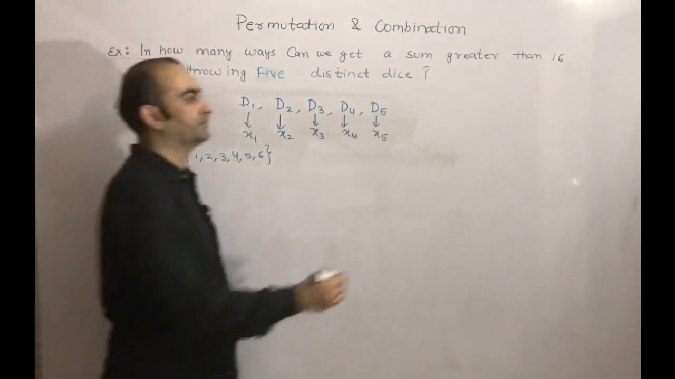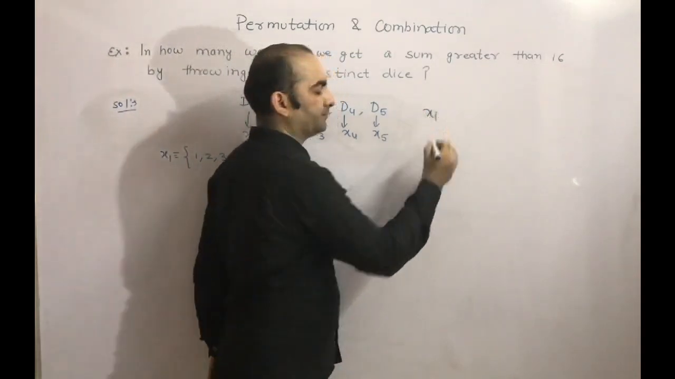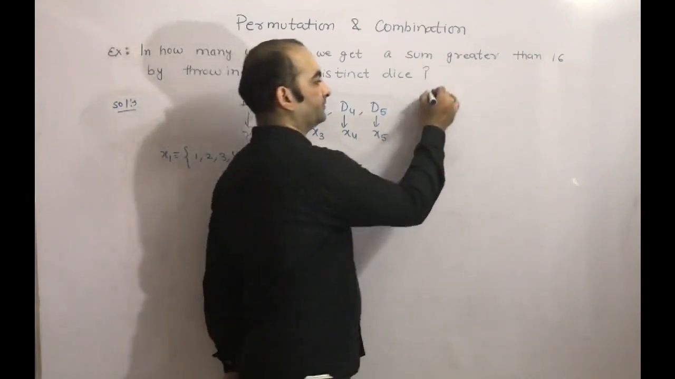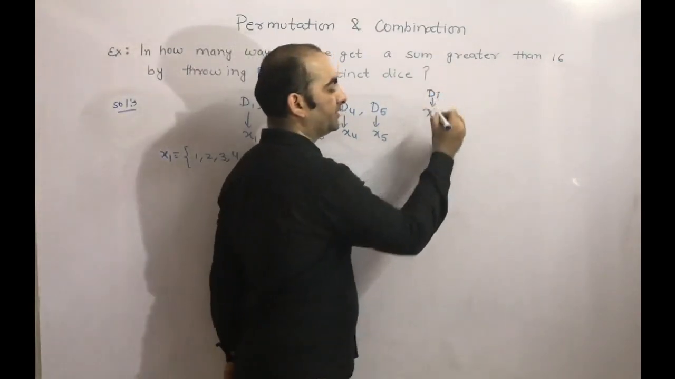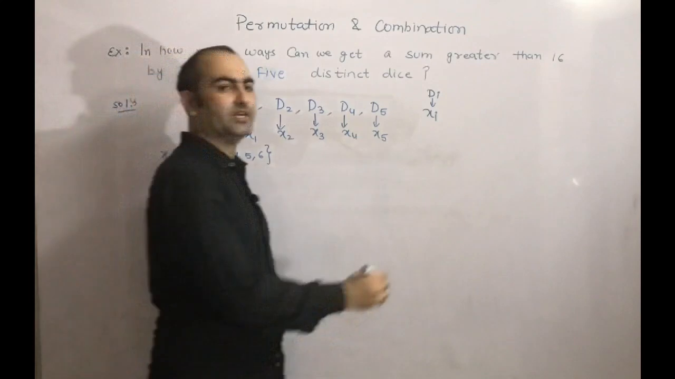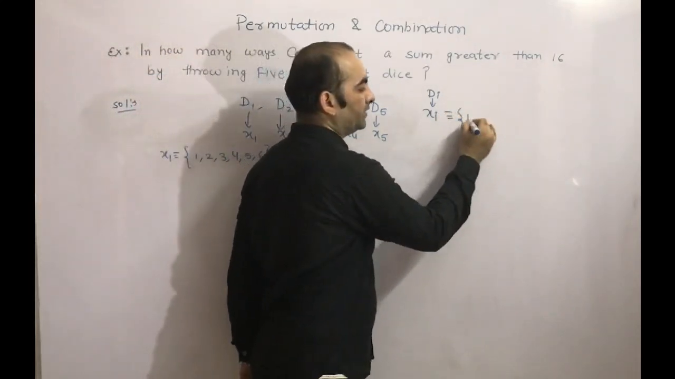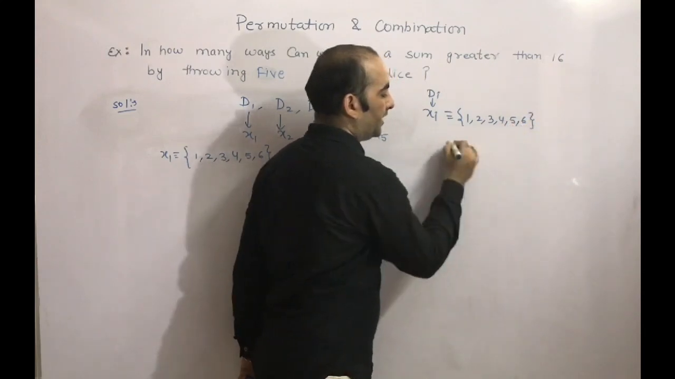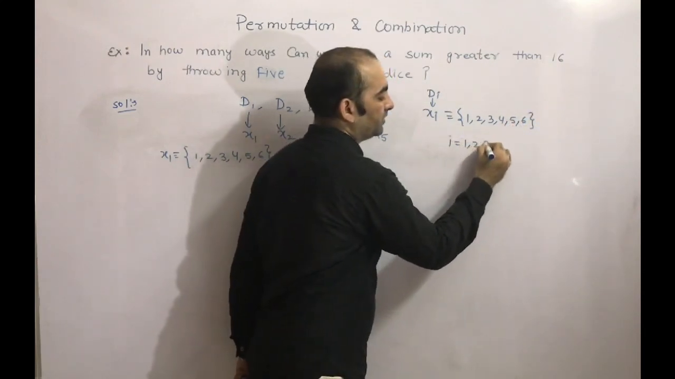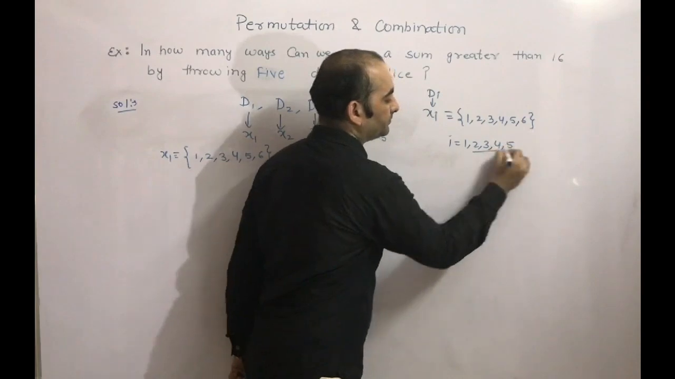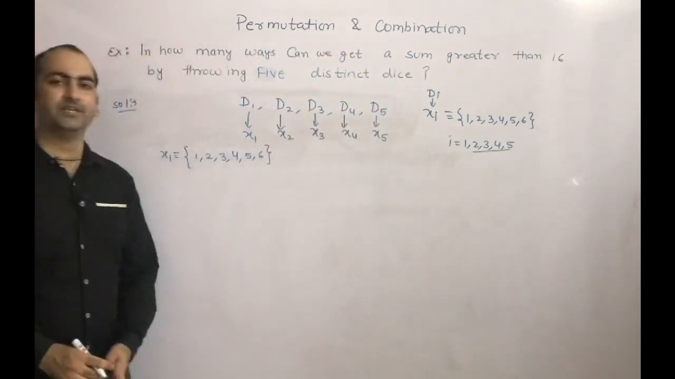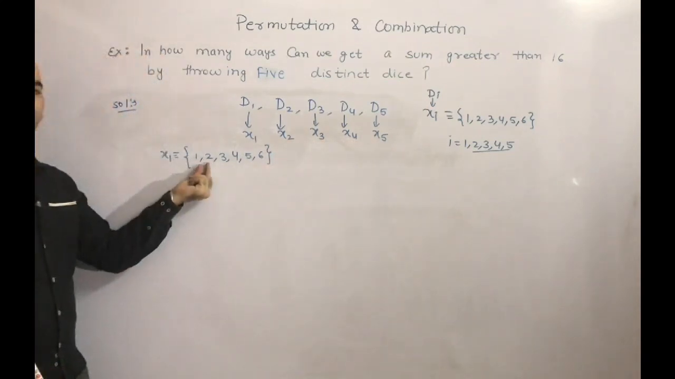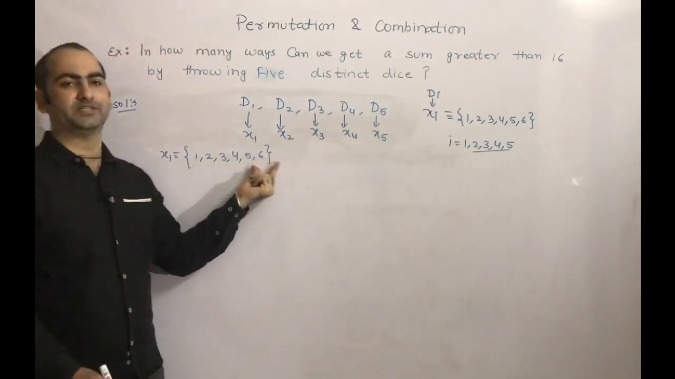So we can say that xi is what we get if you roll the i-th dice di, and xi can be 1 2 3 4 5 6, where i is 1 2 3 4 5. So from here we can say that x1, x2, x3, x4, x5 can each be 1 or 2 or 3 or 4 or 5 or 6.